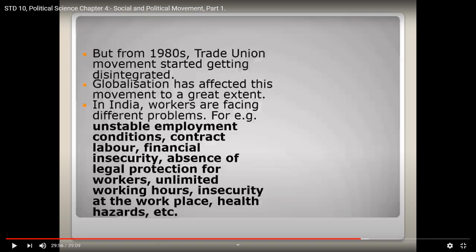I know of a case where all the members of a family, including the children, go to work in a small garment factory, and in a month each person is getting around 3,500 to 4,000. Insecurity at workplace. That means there is no insurance, no medical health insurance, nothing. Then health hazard. Health hazard means the working conditions are very, very dangerous.